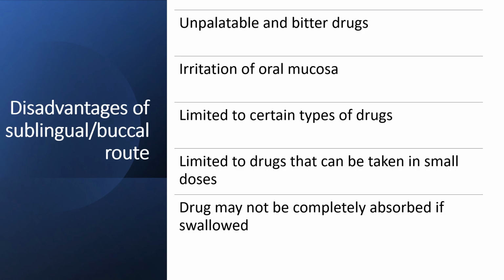So there are also some disadvantages of this route that include the drugs would have unpalatable bitter taste, and they would cause irritation of oral mucosa, and only a few drugs can be taken by this route, and only small doses can be taken by this route, and drugs would not be completely absorbed if the drug is swallowed, because it would enter the gastrointestinal tract and then would undergo first pass effect, and absorption would not be complete.